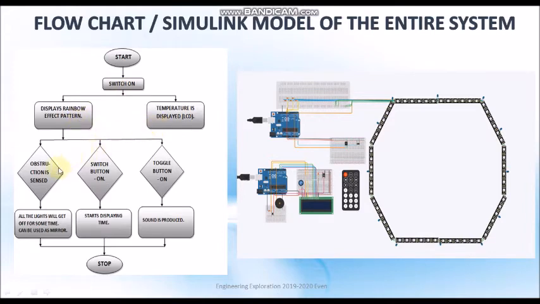According to our first condition, when some obstruction is detected, it switches off all the lights until the obstruction is removed. Next, when the switch button is on, it starts displaying the time. If toggle is pressed, the sound is produced. Besides the flowchart, there is a circuit diagram of the entire system which can perform all the functions mentioned before.